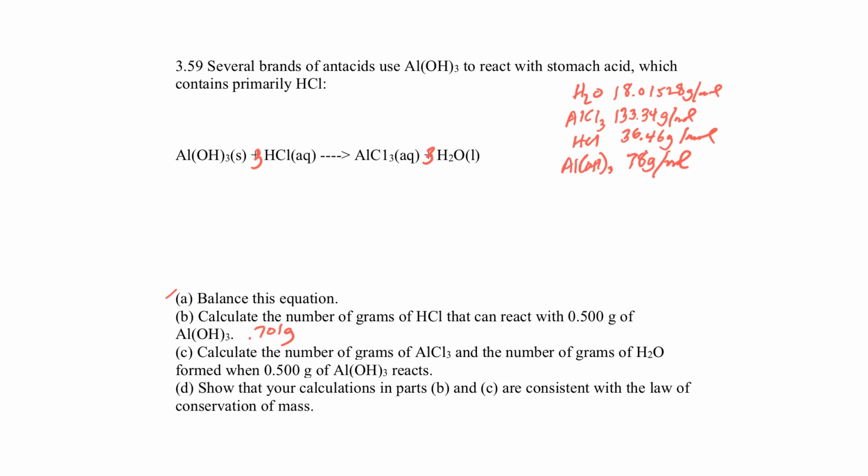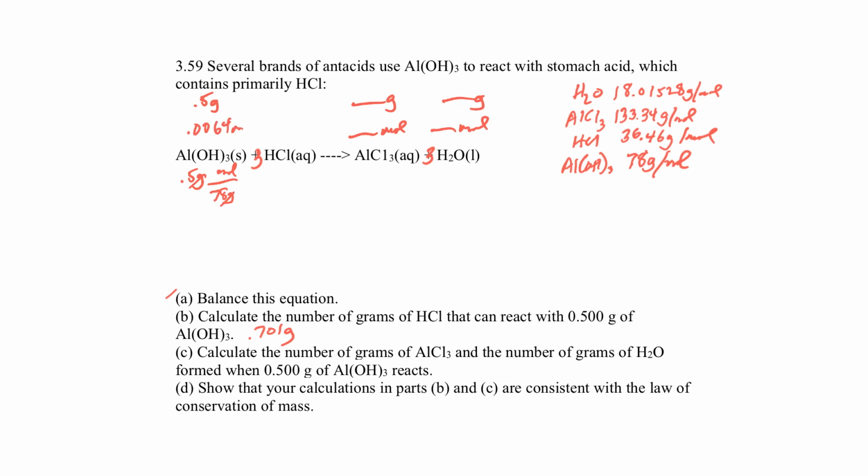C, calculate the number of grams of AlCl3 and the number of grams of water when 0.5 grams of aluminum hydroxide reacts. All right, so I want to go to moles first and eventually to grams. Oh brother, moles, grams, I have to do it twice. Okay, I should have kept this. 0.5 grams, to do it again, I'm sorry, 0.5 grams. And then this is aluminum hydroxide, 78 grams per mole.